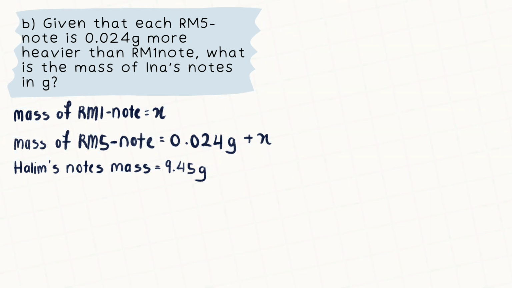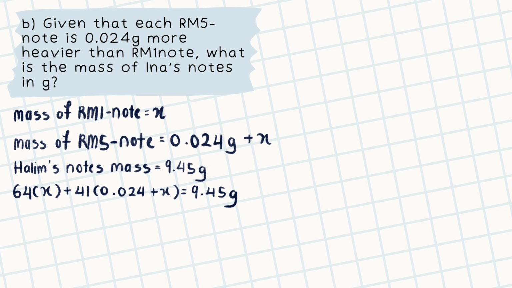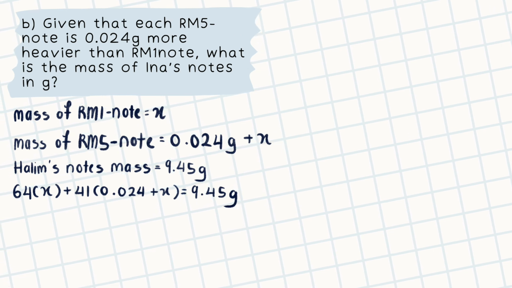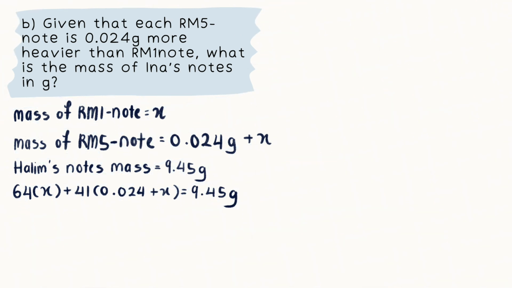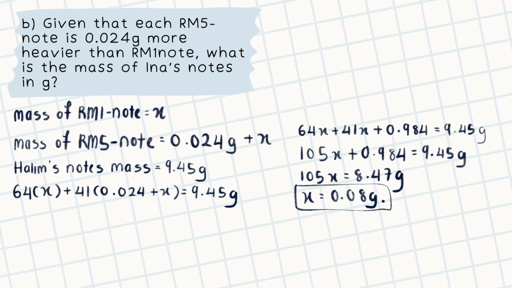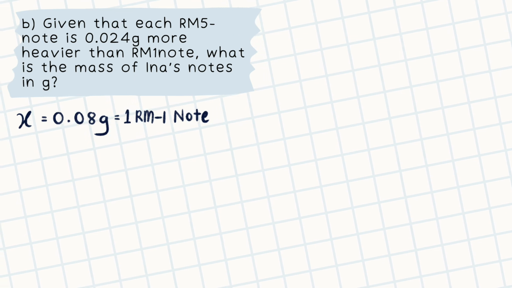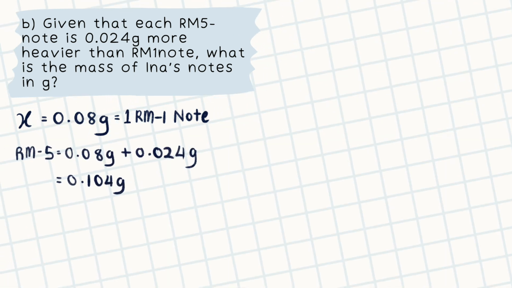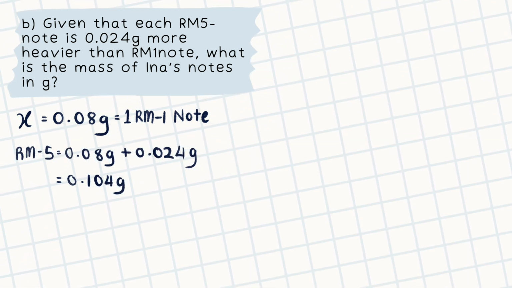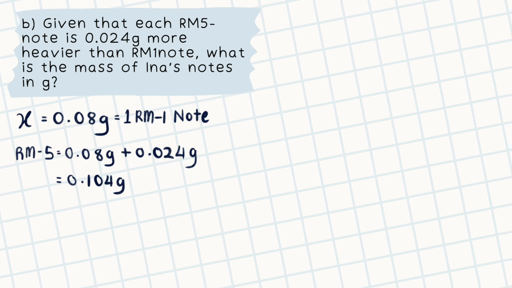So 64 multiplied by X plus 41 multiplied by (0.024 plus X) equals 9.45. So we solve the equation and we get X equal to 0.08 gram. After we get the value of X, we can find the mass of the RM5 note. 0.08 plus 0.024 gram, and the mass of the RM5 note is 0.104 gram.